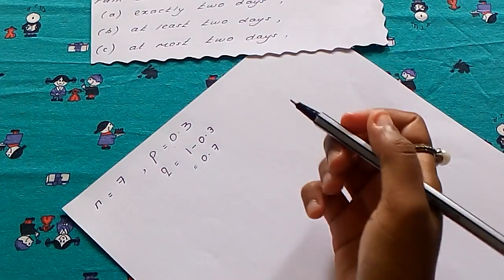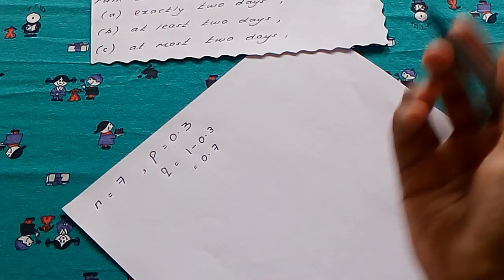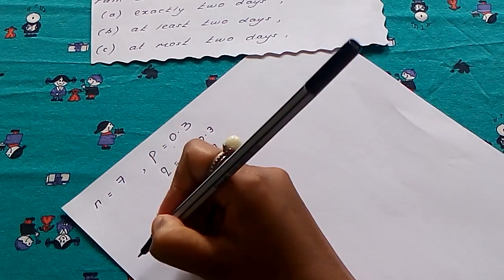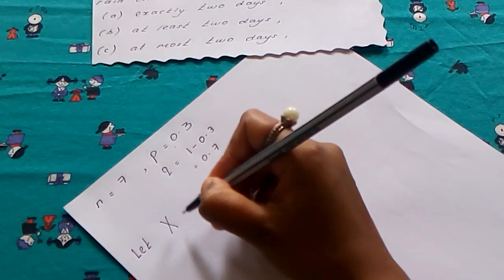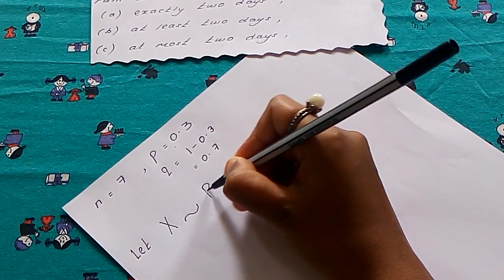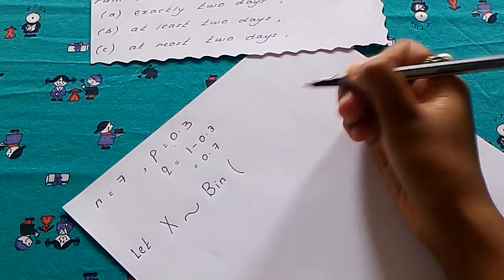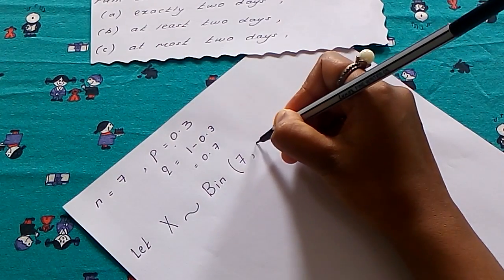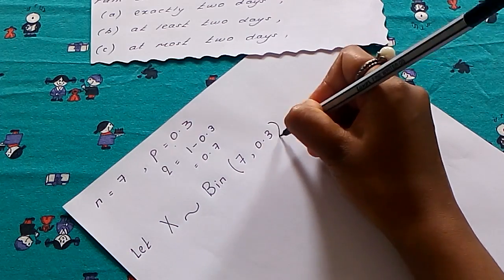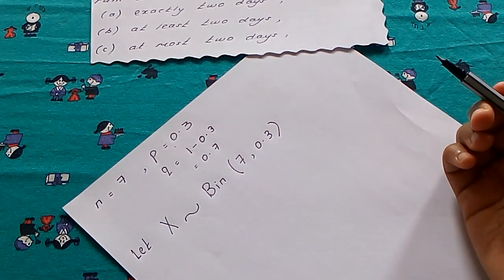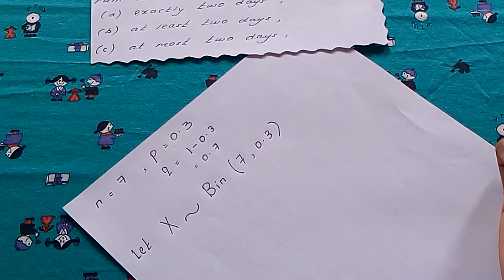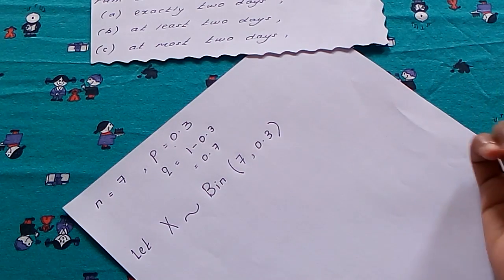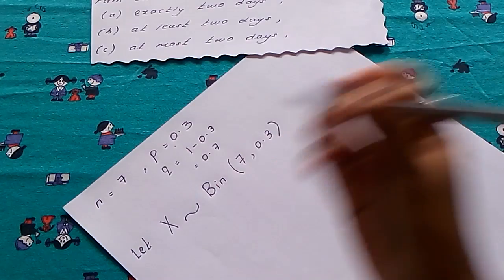So once we have our two parameters, we can define the distribution. So we can say let X, capital X, follow Bin(n, p). So n is 7, p is 0.3. Now once we have defined our distribution, we can calculate the different probabilities. So the first one is pretty much easy, which we have already done in part 1.